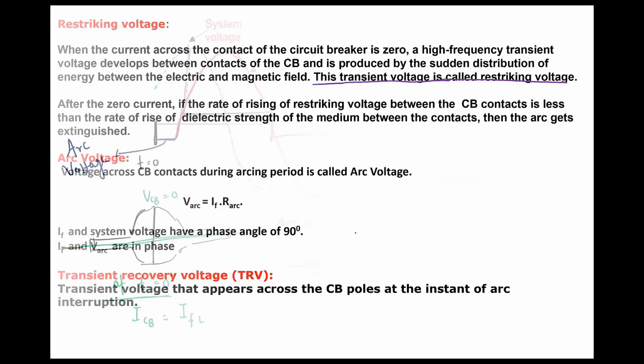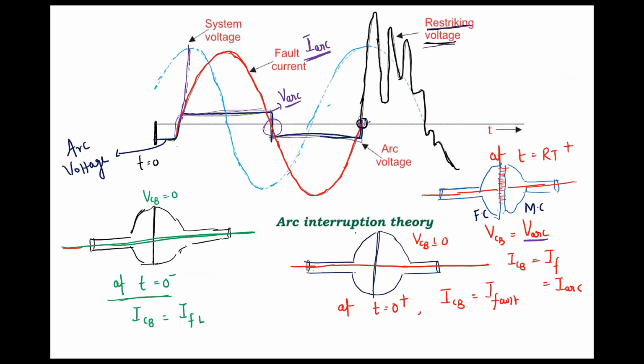Okay. So this voltage magnitude is the transient recovery voltage: the instantaneous voltage that appears across the circuit breaker poles when the arc is quenched, or the fault current becomes zero, is the TRV, transient recovery voltage. It is given by that formula.